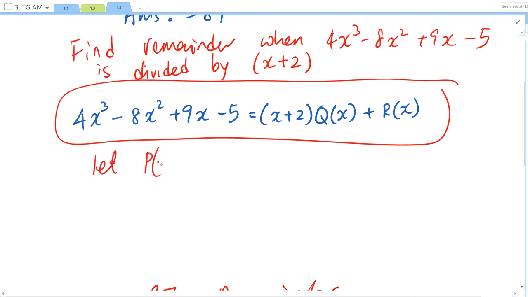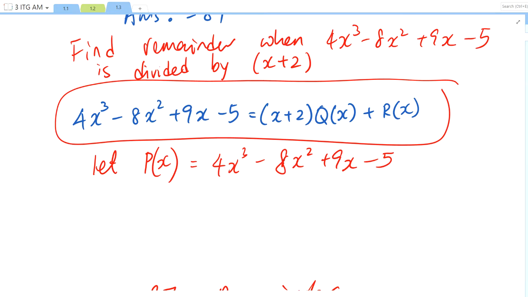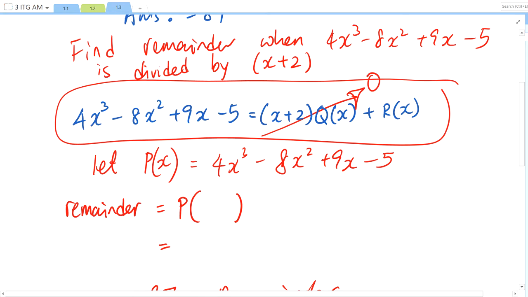Let p(x), okay, now we are bringing functions back. Let p(x) be equal to 4x cubed minus 8x squared plus 9x minus 5. Okay, when I let p(x) be something, naturally I'm going to be replacing values of x. That is the reason why I want to write it this way. So the remainder, straight away I can tell, is equal to p of what? What is the value of x I should substitute such that all this becomes 0?